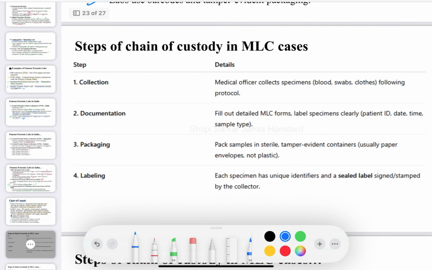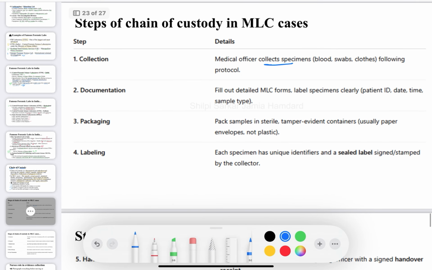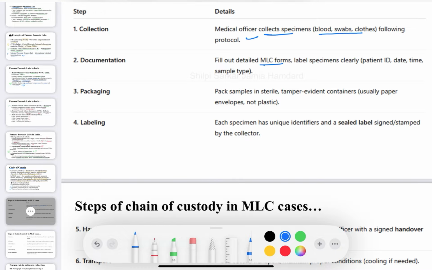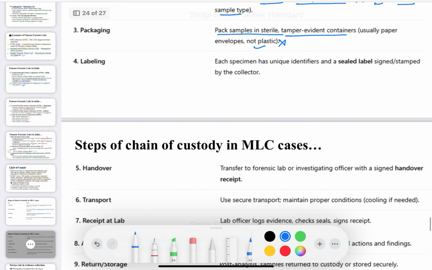Here, the most important thing is the steps of chain of custody. First is collection: medical officers collect specimens, which can be blood, swab, cloth, following protocols. Then after collection, we have to document it: fill out the detailed MLC form, label specimen clearly, patient ID should be there, with date and time and sample type. Third part is packaging: pack samples in a sterile, tamper evident container, usually paper envelopes, not plastic. Labeling: each specimen has a unique identifier and a sealed label, signed and stamped by the collector.